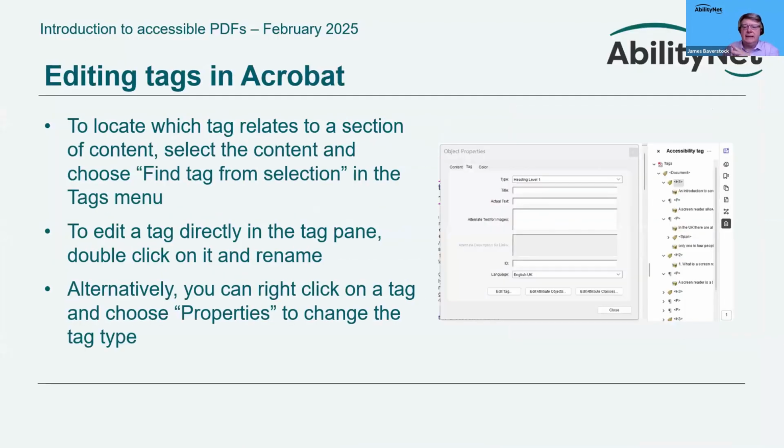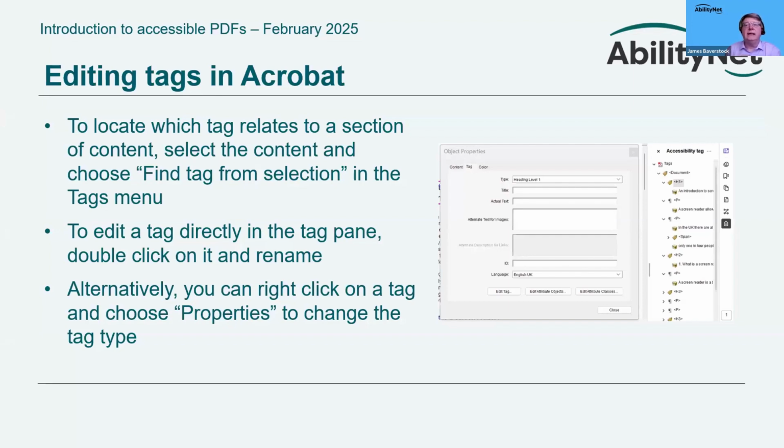You can also edit tags in Acrobat. A really, really useful command is Find Tag from Selection in the tags menu, which I'll show, which enables you to find where tags actually are on the page. And you can then edit tags directly in the tags pane, potentially by double clicking on them and renaming them.